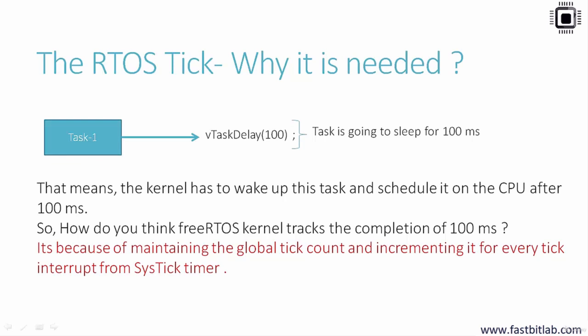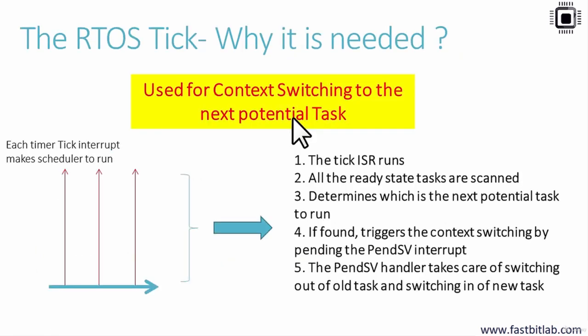And for that, tick interrupts are very essential, which are generated by a timer peripheral such as the SysTick timer. So again, why is it required? Is there any other job of the RTOS tick? Yes, apart from incrementing the tick count, the RTOS tick is also used to trigger the context switch to the next potential task. Now let's see how. Whenever a tick interrupt happens, the tick ISR runs, that we know. And when that ISR runs, all the ready state tasks are scanned.